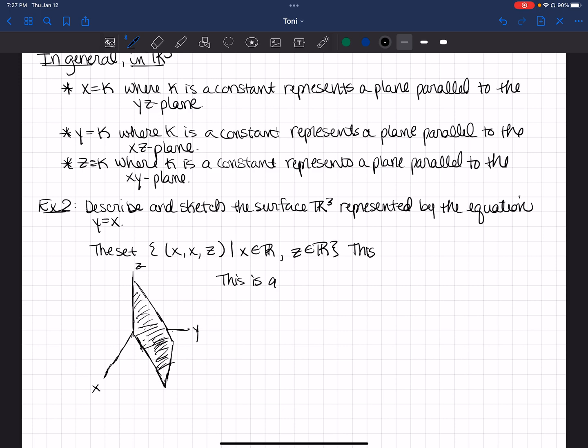Okay, this is a vertical plane that intersects the xy plane in the line y equals x and z equals 0. Because here's y equals x. This line right here is y equals x. And where is it hitting? It's hitting at the origin. What is z at the origin? 0. Okay.